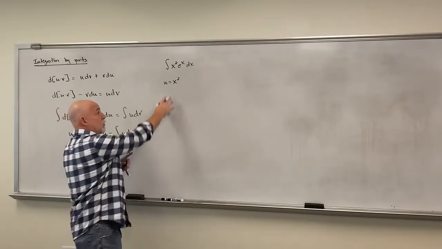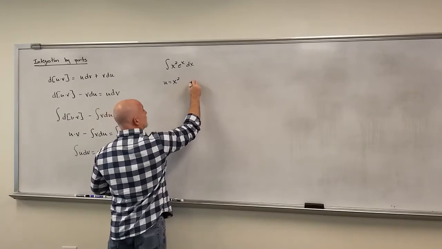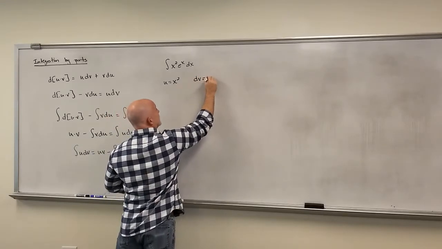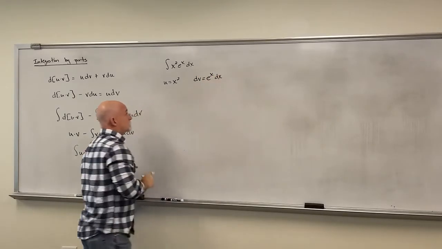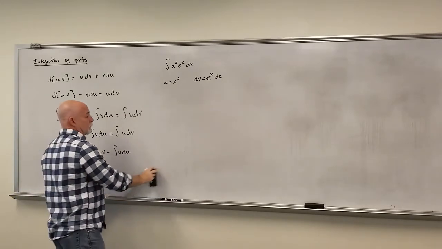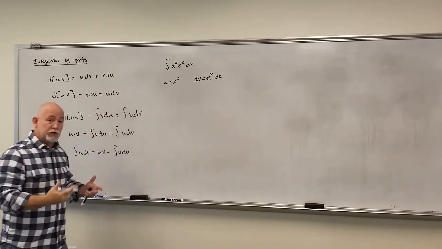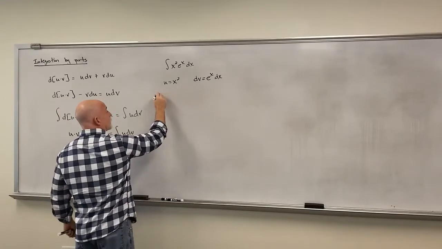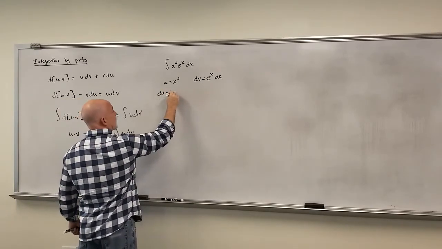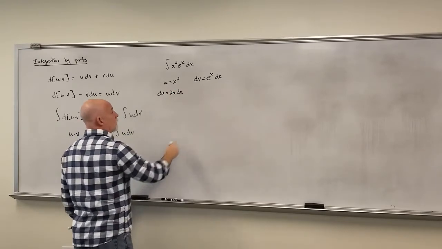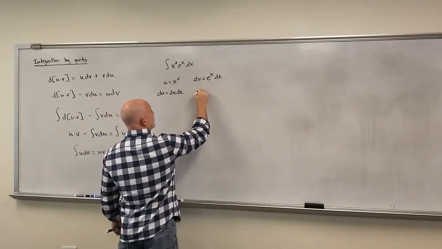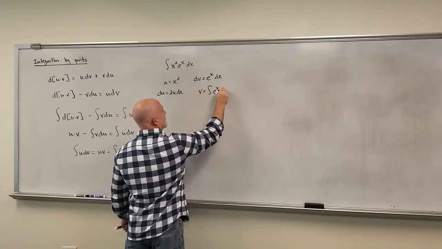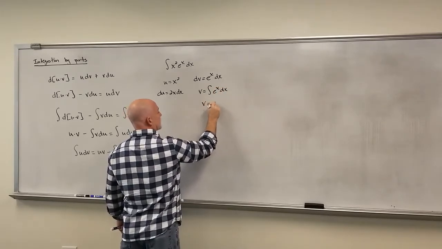Now, that's the only choice you get to make, what u is. Everything else up there is dv. Okay, so now this is where students get confused because we're doing two different things right now. On this side, we're going to take the derivative, and I'm going to use differential form. So du is 2x dx. Over here, I have to integrate. So v will be equal to the integral of e to the x dx. Well, that's one we know. That's just e to the x.